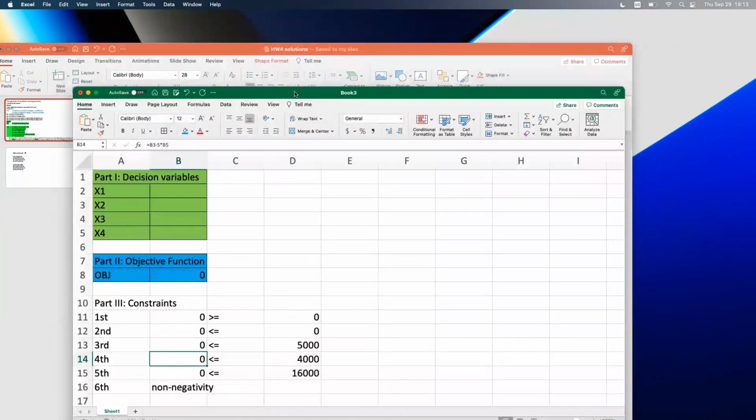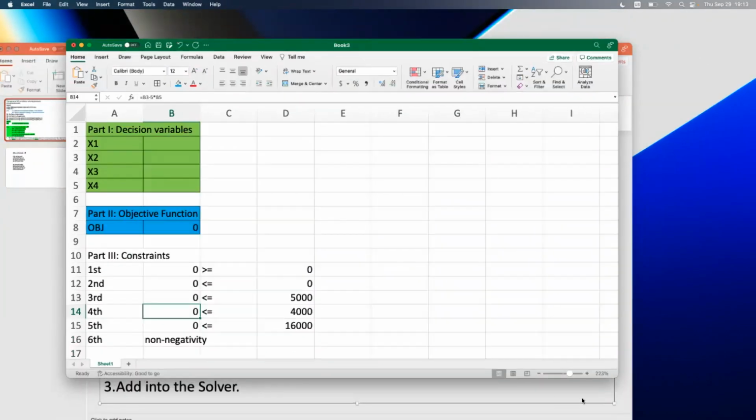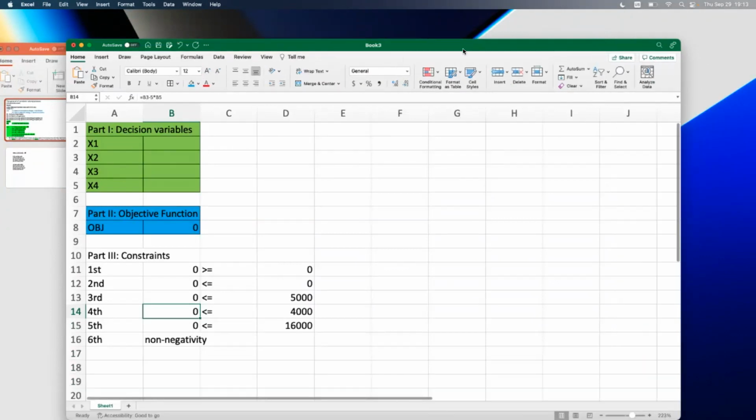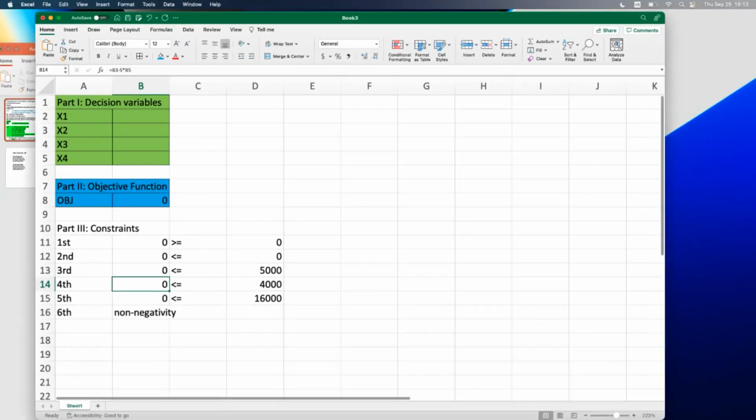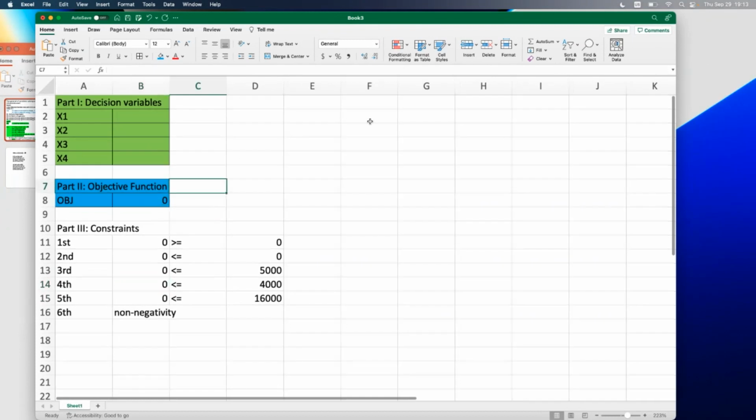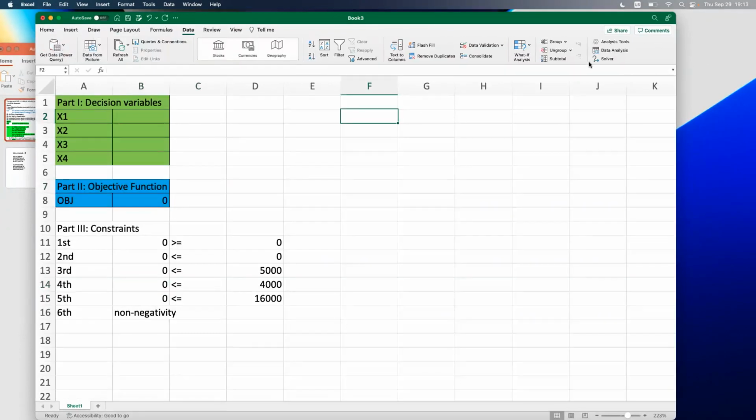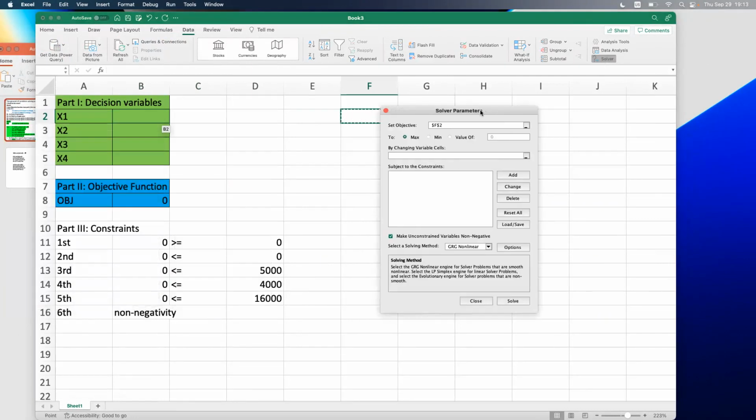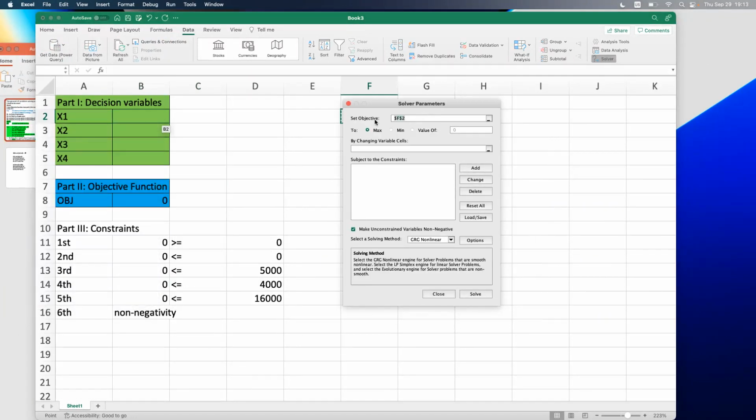So this part is not difficult, but it's also important. Basically, we're gonna go to the solver. The solver will ask you for three inputs. What's your objective function? What are the changing variables? What's the constraint? Right. So we just put all the information into the solver.